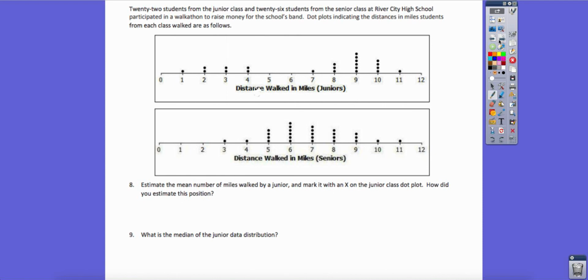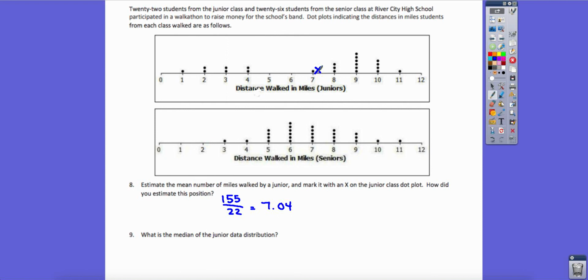Okay, and so if I count these up, I've got 1, and I've got 4, and I've got 6, and I've got 8, just based on the number of dots, and 7, and 24, and 54, and so on. And so when I add those up, I get a total of 155. I'm dividing that by 22 because there's 22 juniors. And so the mean here is going to be 7.04. Just as an estimate, it told me to put an X there. So there's the mean. Number 9 says, what is the median of the junior distribution?